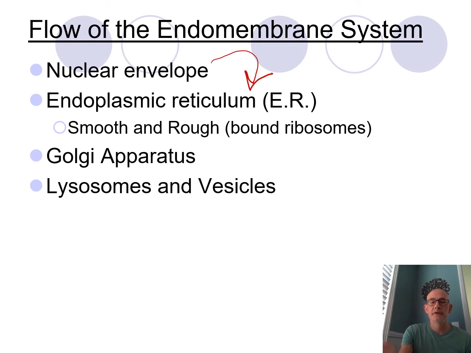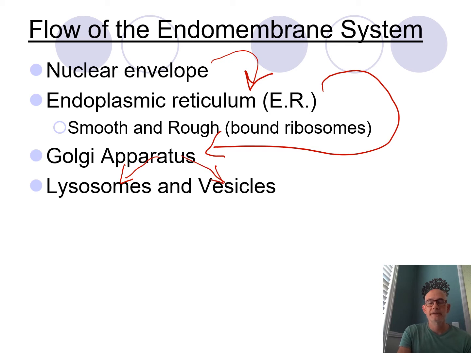Nuclear envelope to the ER, then by a vesicle to the Golgi, and that is either going to make a lysosome, which stays in the cell, or a vesicle for secretion.